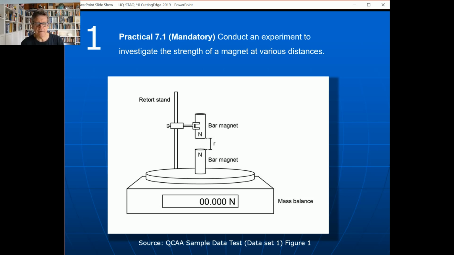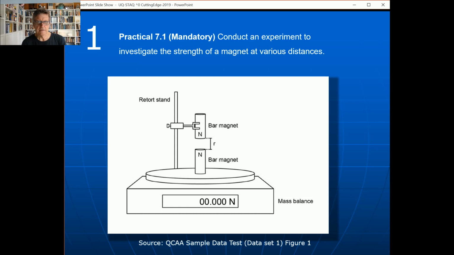Now that diagram comes straight out of the QCAA sample data test. You probably all have seen that. They gave some data and then you had to analyse the data. Now it's pretty much the way the setup would happen. You'll just see the 2 bar magnets there, permanent magnets. In this case they've got the like poles, the north poles together, separated by distance r, and then they're on a scale. You get a scale reading. They're on an electronic balance of some sort. Now they've got it reading in newtons, but most students would do that typically in grams.